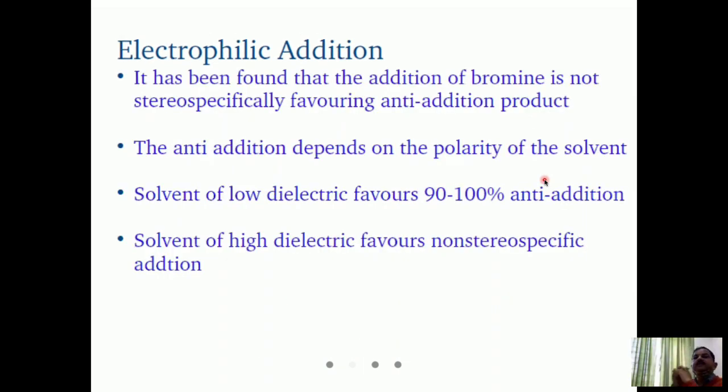In electrophilic addition, it has been found that the addition of bromine is not always stereospecific, favoring anti-addition product. The anti-addition depends on the polarity of the solvent. Solvent of low dielectric favors 100% anti-addition. Solvent of high dielectric favors non-stereospecific addition. Water has a very high dielectric constant. You people know some water reactions are also there.